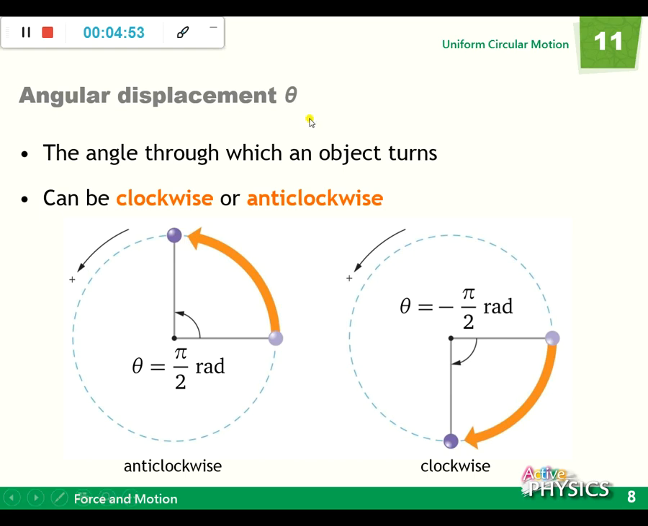Okay, so look at this. It is the angle through which an object turns. For example, if this object turns 90 degrees, then we will say that the angular displacement should be 90 degrees. But we will not use degrees, we will use radians. 90 degrees should be pi over 2.